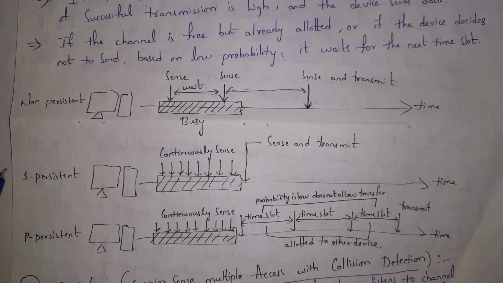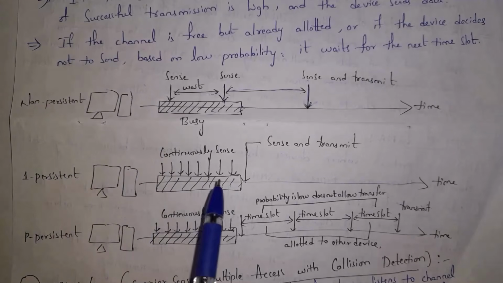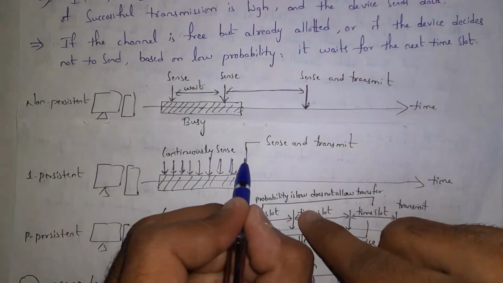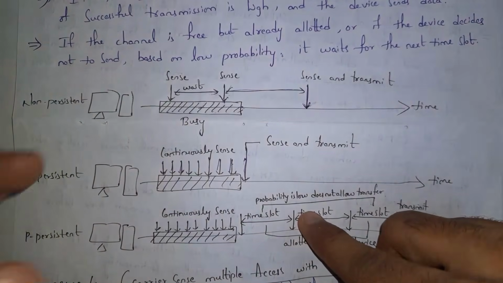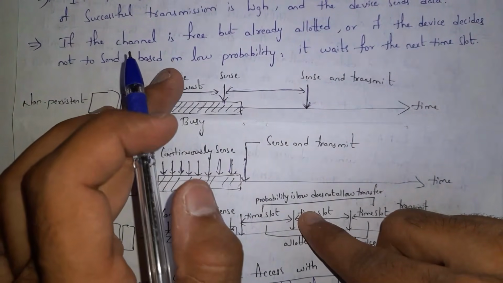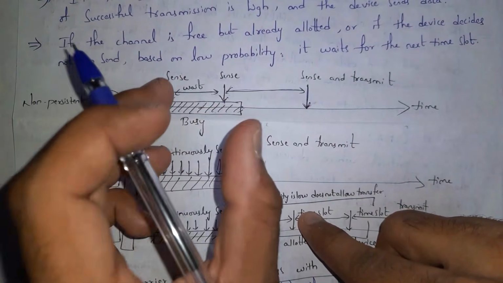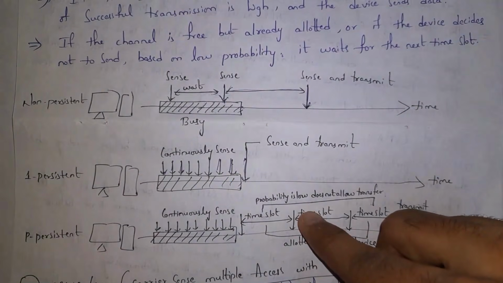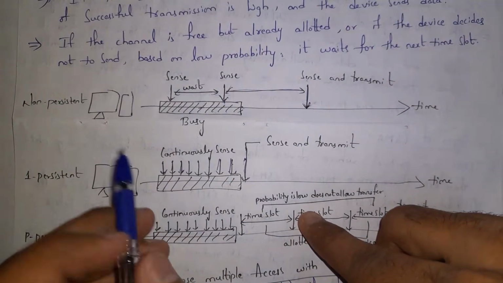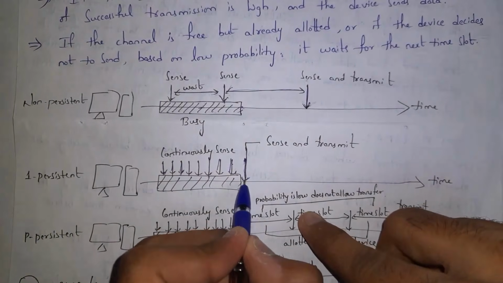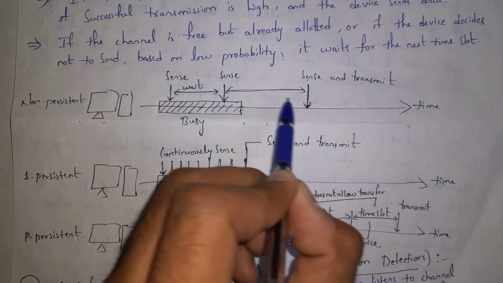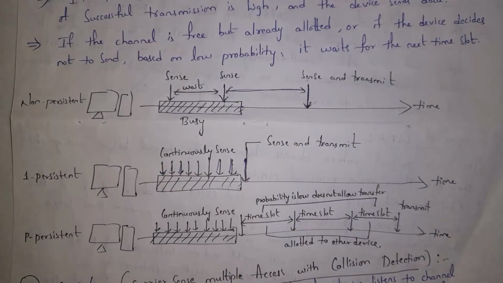Whereas if you consider one-persistent CSMA, if the channel is busy, the device will continuously sense the channel until the channel is free. So here the channel is free, and the device will immediately send data. This is one-persistent. In non-persistent, if the channel is busy, the device will wait some time and then sense the channel. Whereas in one-persistent CSMA, if the channel is busy, the device will keep on sensing the channel continuously, and if the channel is free, the device will immediately send data. Here time will be wasted in non-persistent, whereas one-persistent CSMA will save time.